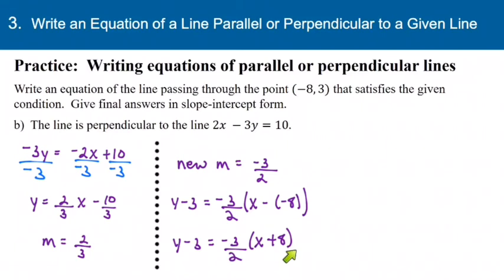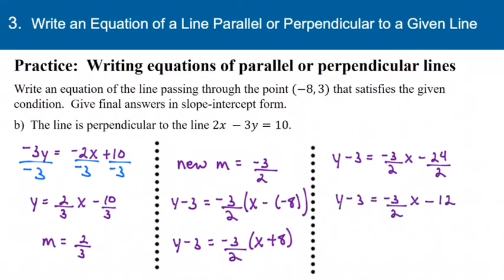And I'm going to distribute the negative 3/2. So that's going to give us y minus 3 equals negative 3/2 x minus 24/2, because negative 3 times 8 would be negative 24, and 2/1 would be 2. And of course 24/2 reduces to a whole number, so why not do that? y minus 3 then equals negative 3/2 x minus 12. 24 divided by 2 is 12. And all I have to do now is add 3 to both sides, and then y equals negative 3/2 x minus 9, because negative 12 plus 3 is negative 9. And that is our final slope-intercept form for this line.